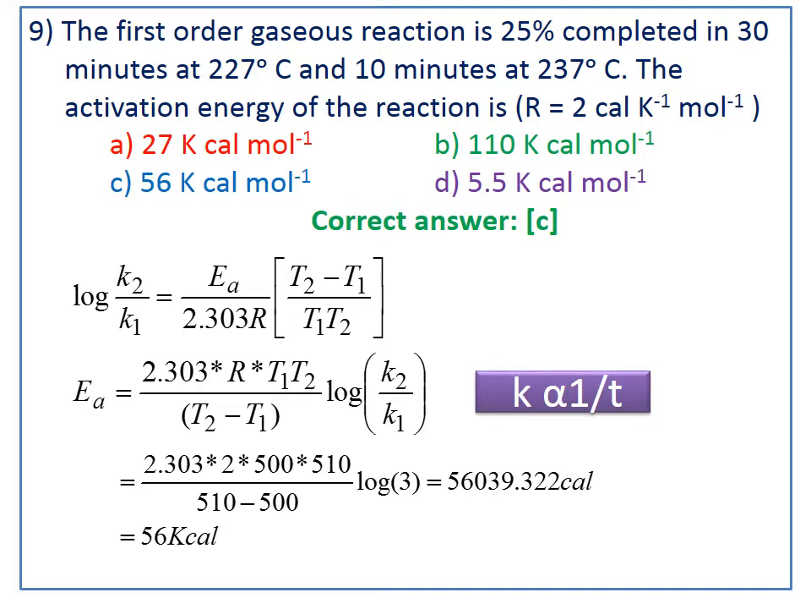You substitute the value of R in the equation, that is EA will be equal to 2.303 into R, which is 2, and T1 will be equal to 500 and T2 will be equal to 510, divided by 510 minus 500. You substitute this value, it comes around 56,039.322 calorie, which will be equal to 56 kilocalorie per mole. The option C is correct.